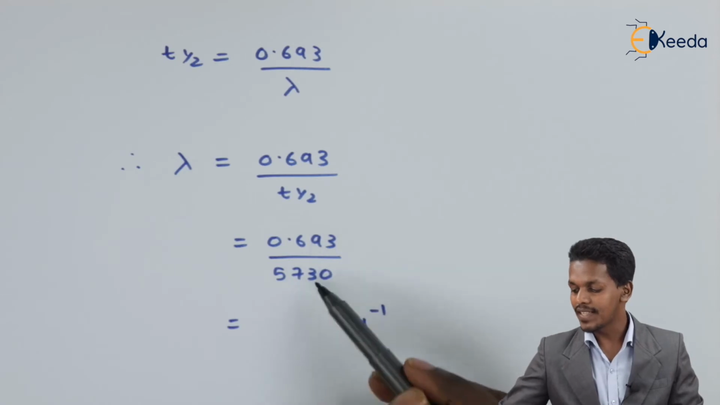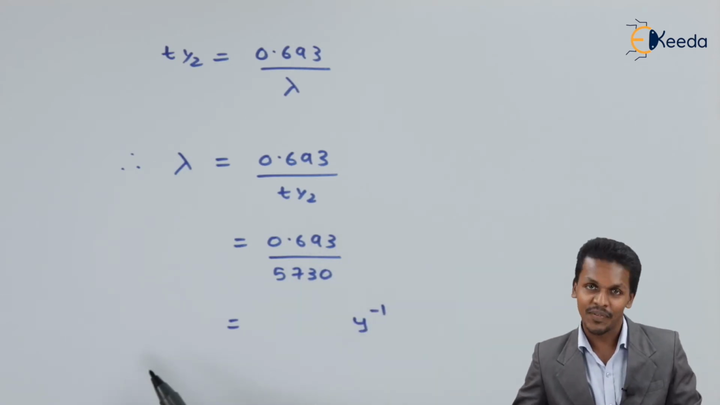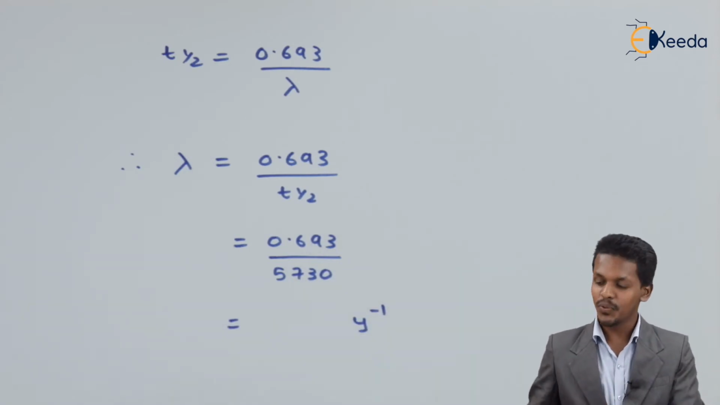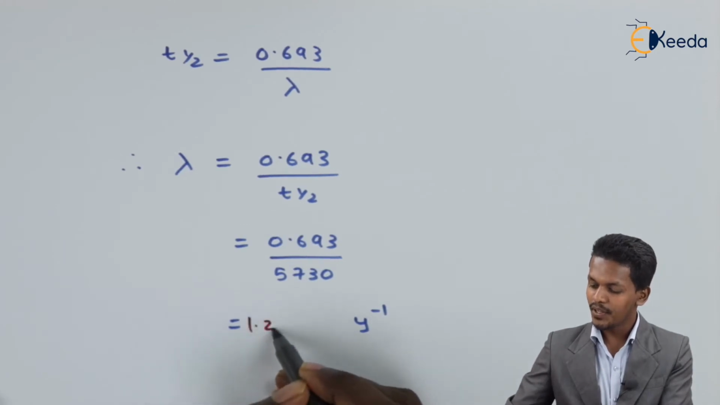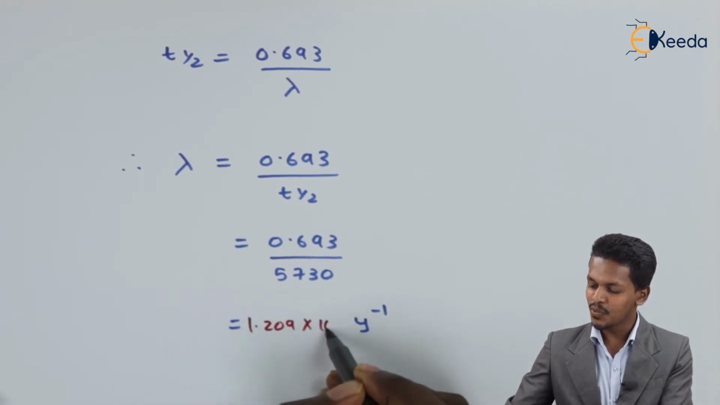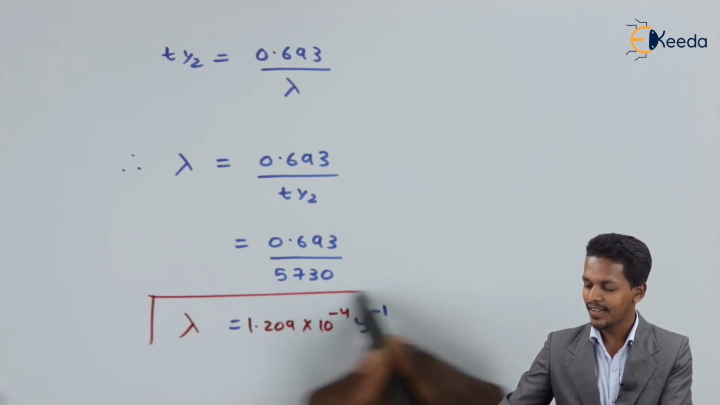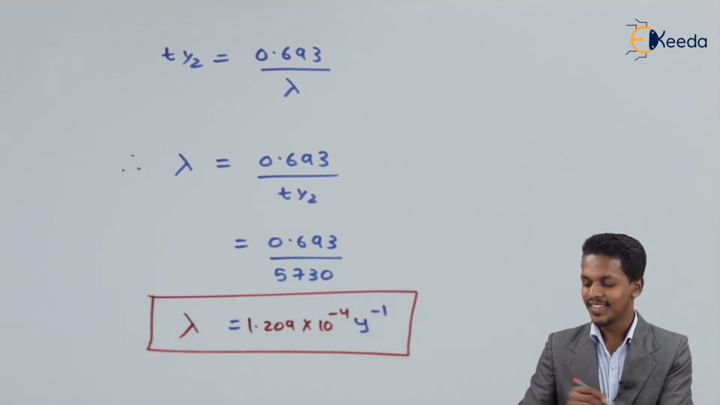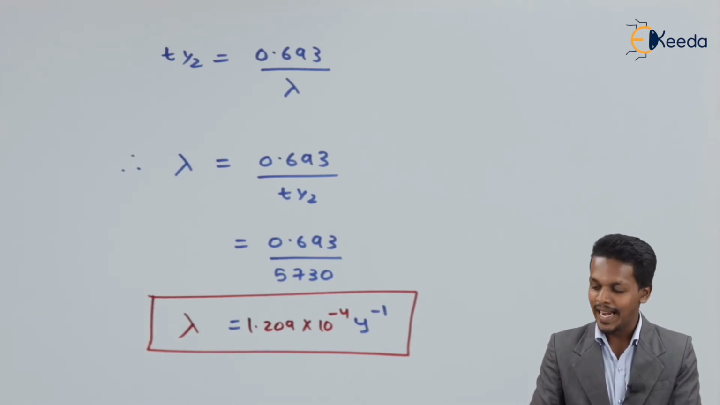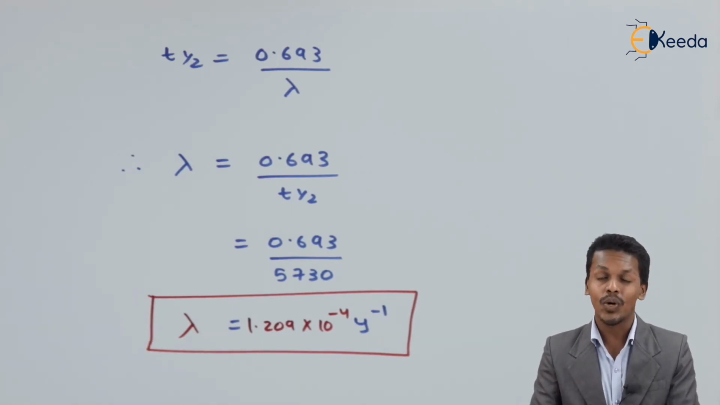So let's calculate this and see what decay constant we get. We have got the value 1.209 into 10 raised to minus 4 year inverse. So this is the value for the decay constant, and based on this we will find the time required for the change.